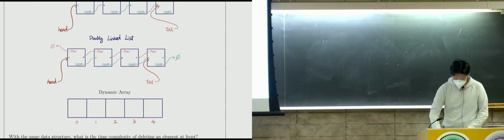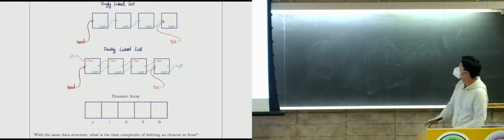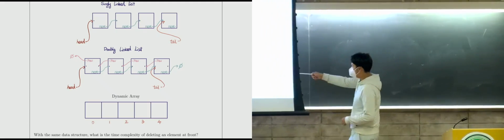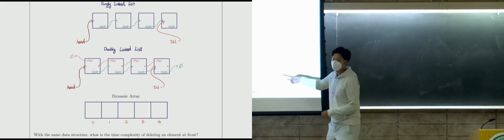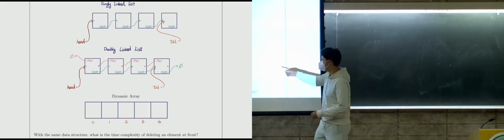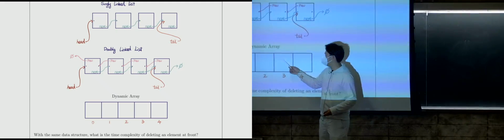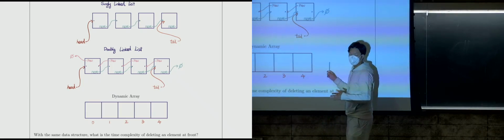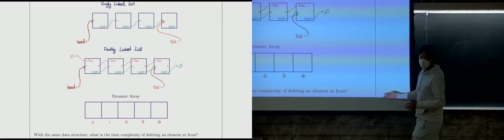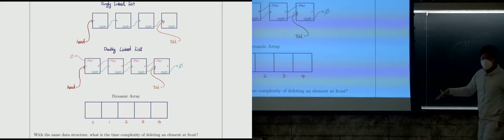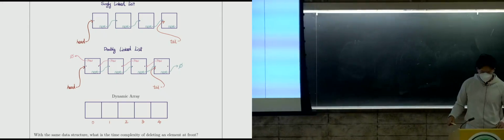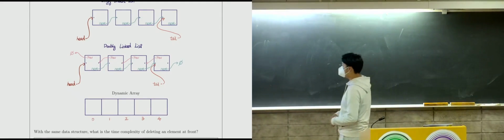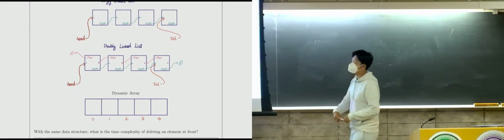And let's consider this case. Right now, they're the same: singly linked list, doubly linked list. I added a dynamic array. You could just think of it as an array. The word dynamic refers to whenever the array is full, it doubles in size, so it can accommodate a large number of elements. But we're not going to touch on that. With those data structures, what is the time complexity of deleting an element up front?